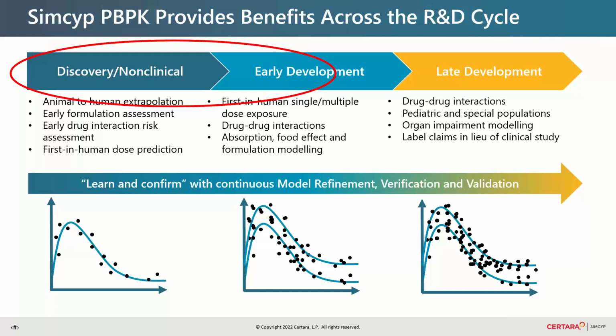Simcyp Discovery is generally targeted for applications earlier on in drug development, including the discovery phase and preclinical phase, and then also some early development. And one of the major applications of this new platform is to derive first-in-human dose estimates based on PBPK methodologies.